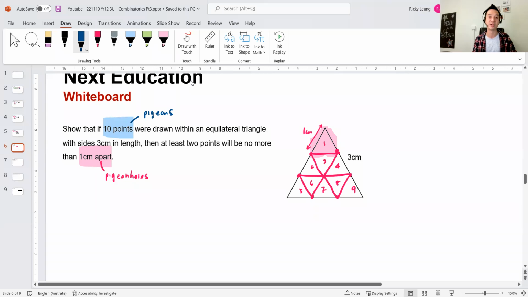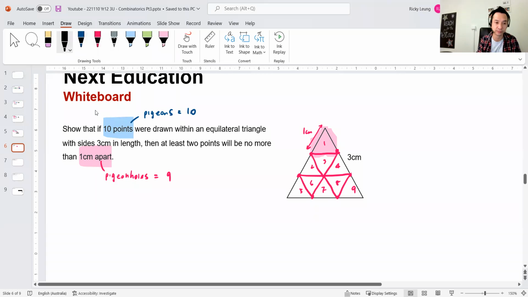No coincidence. If I place 1 in every triangle, then the 10th one has to go somewhere, which proves the statement by the Pigeonhole Principle. So what I'm going to do, guys, is pigeons equals 10, pigeonholes equals 9, using the first Pigeonhole Principle.